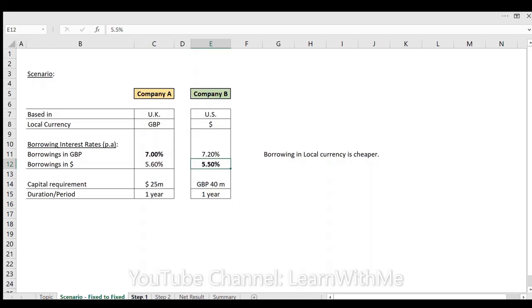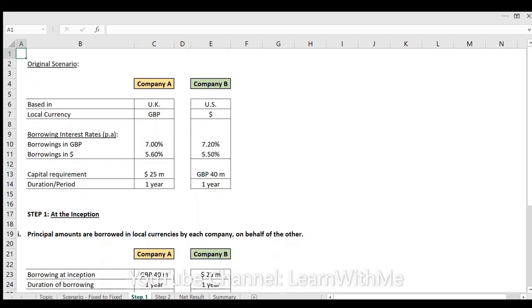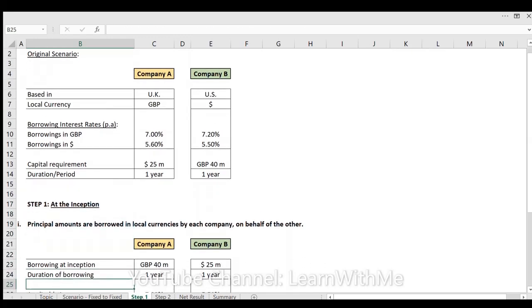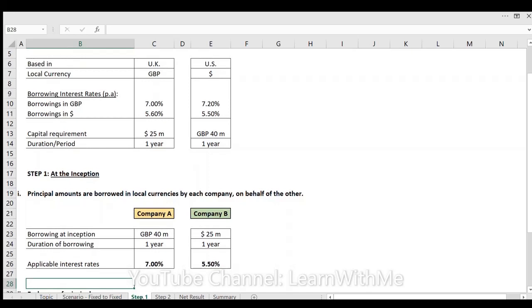I've broken down this whole process into two simple steps for an easier understanding, and so let us dive into step one. Step one, at the inception, that is at the beginning of the period. What happens is the principal amounts are borrowed in local currencies by each of these companies on behalf of the other. As you can see in the scenario, Company A has a requirement of US dollars while Company B has a requirement of pounds. So what happens is now Company A borrows pounds on behalf of Company B, and Company B borrows dollars on behalf of Company A.